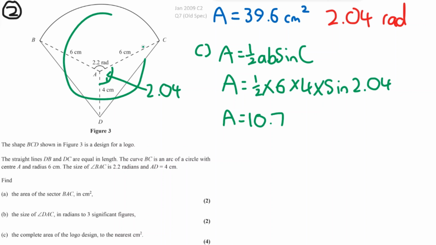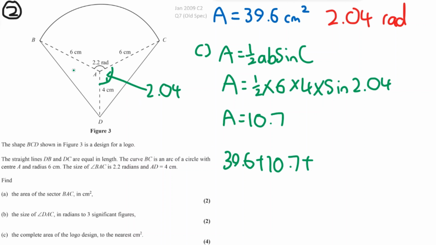So the area of the entire shape is going to be the area of the sector, which we figured out before, that's 39.6, plus the area of this triangle, which is 10.7, plus the area of this triangle, which is the same area as this triangle, so they're the same triangle, so another 10.7. And if you put this into a calculator, you get out a value of 61. So it's 61 centimeters squared.